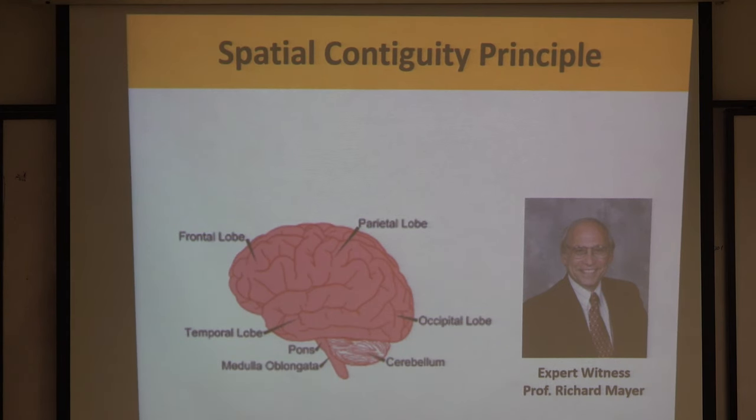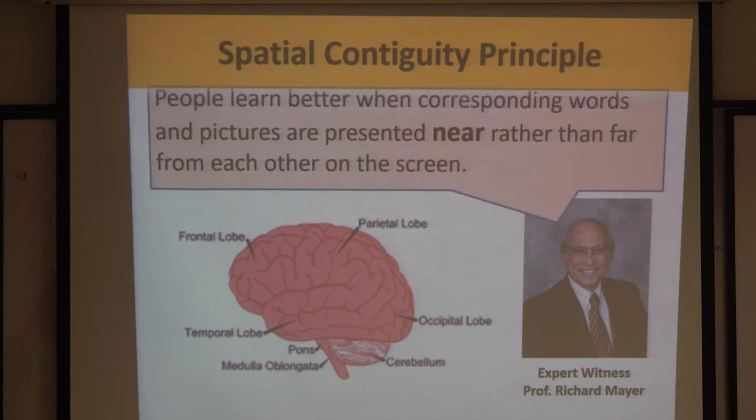So according to Richard Mayer, people learn better when corresponding words and pictures are presented near rather than far from each other on the screen. Now, relatively, of course, the screen is quite small, but what do you mean by far and near?